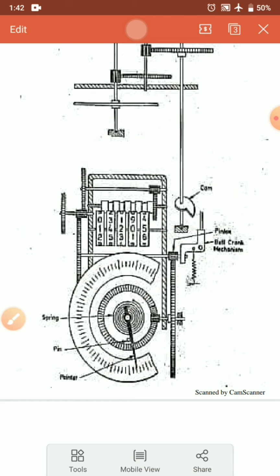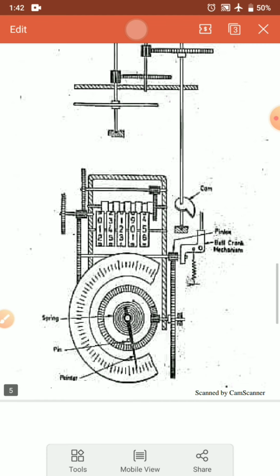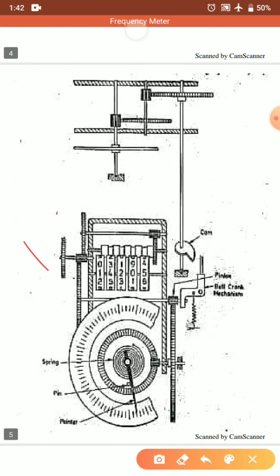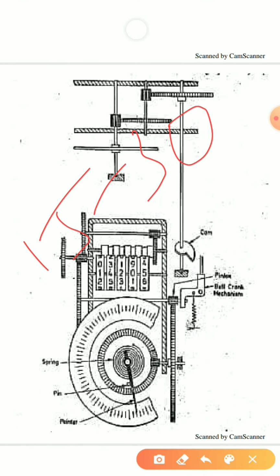One point to be noted is that when the preset time period ends, it can be 15 minutes or 30 minutes, the cam controlled by a timing gear will momentarily disengage the pinion with the help of the bell crank mechanism. Using the spring force, the driving mechanism will come back to the 0 position, and the pointer remains at its position, indicating the energy consumed during the past interval of time.